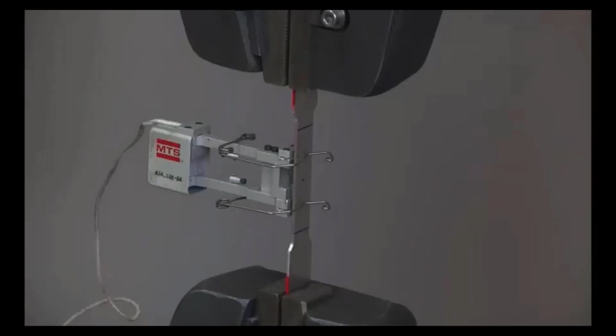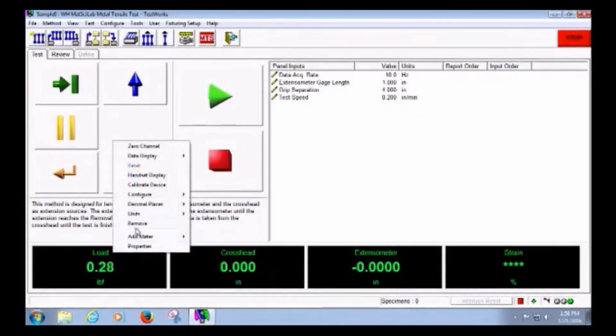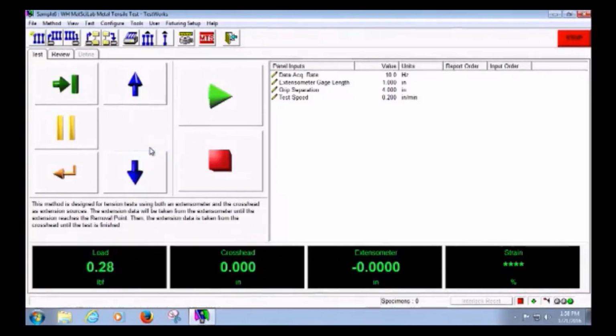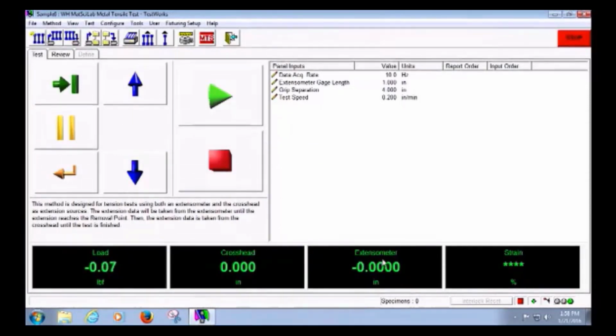So we've got our specimen all set up. We've done our calibration. Everything's ready to go here. We'll right-click on the digital displays at the bottom of the screen just to tare any preload. Not that we really have any. But all 3 of the direct measurements, we will 0 them for the start of the test.